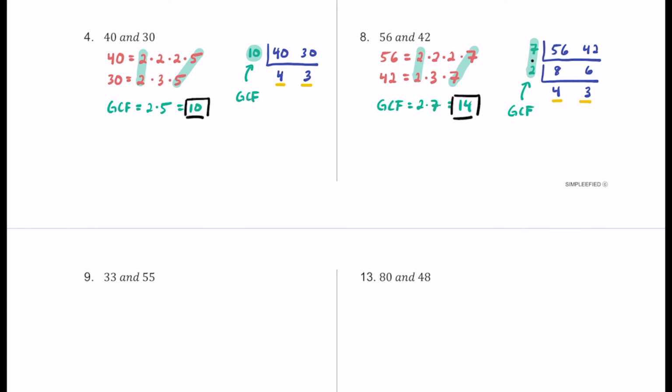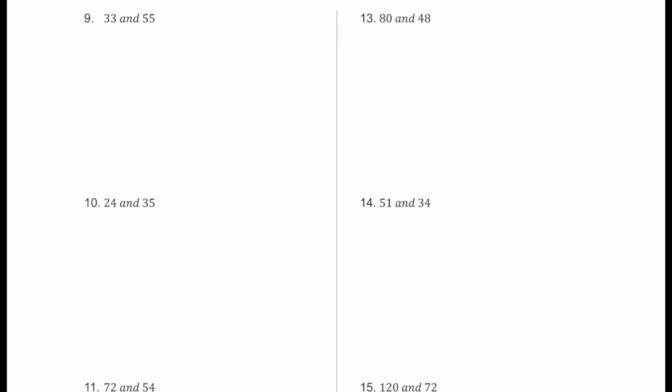All right, cool. Let's move on to number 9. For number 9, we have 33 and 55. So for 33, that's equal to what? 3 times 11. They're both prime numbers, so you can stop. And then for 55, that's 5 times 11, so those are both prime numbers, so we can stop as well. Now it seems like these both have this 11 in common, and I think that's it. So this one's a pretty quick one. The GCF, or the greatest common factor, is just going to be 11.